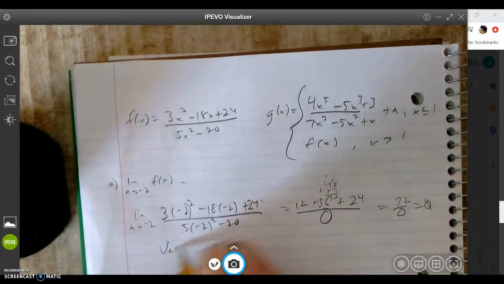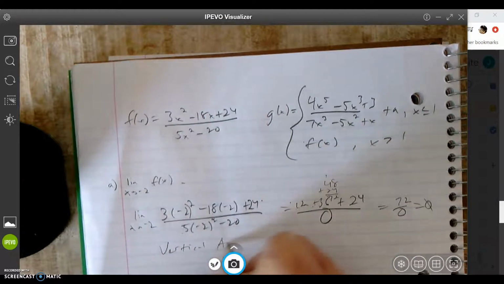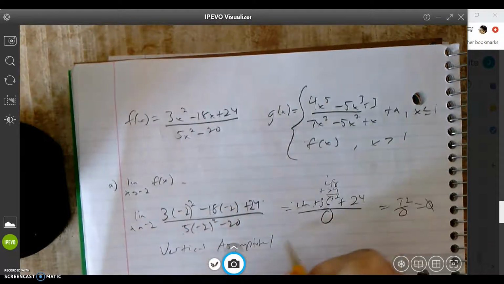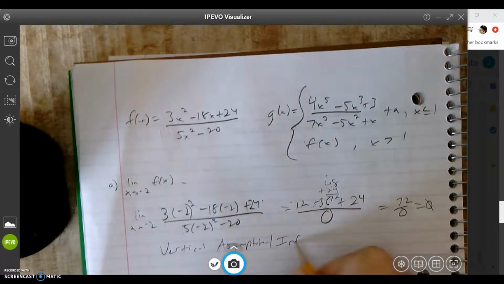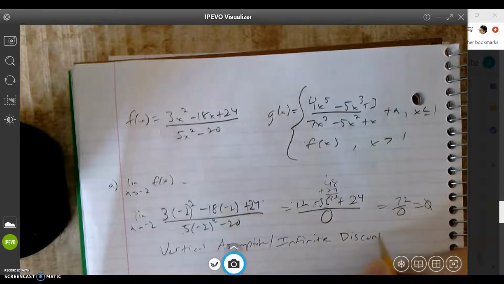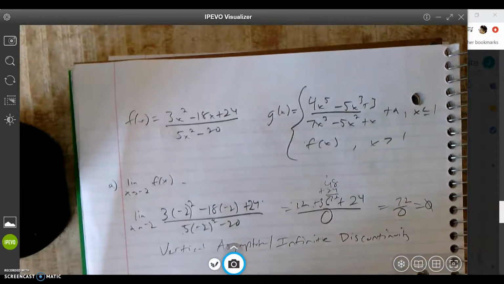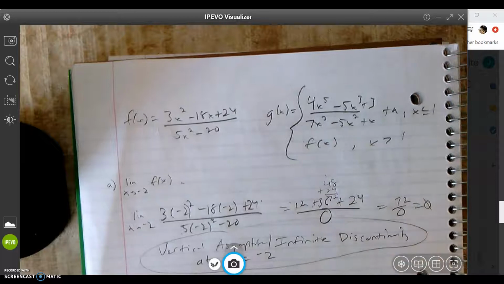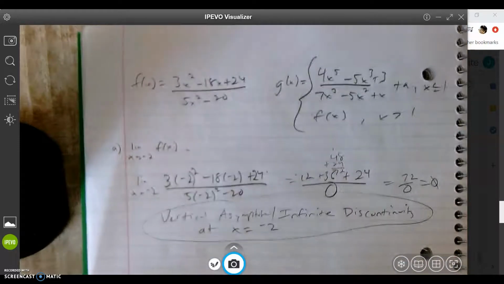And so we have a vertical asymptote slash infinite discontinuity at x equals -2. Cool. All right, there you go.